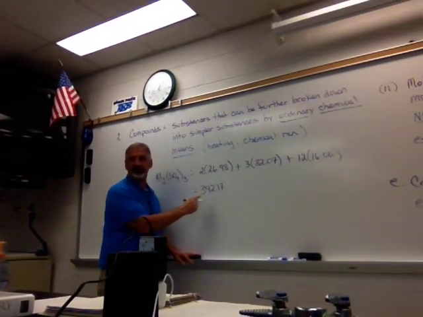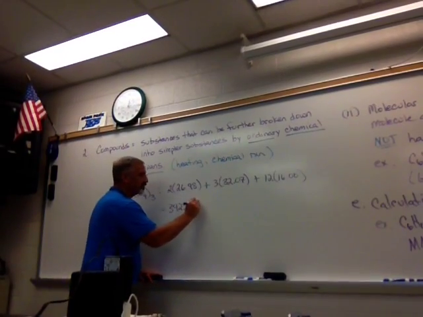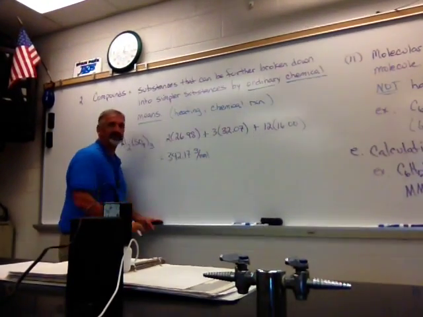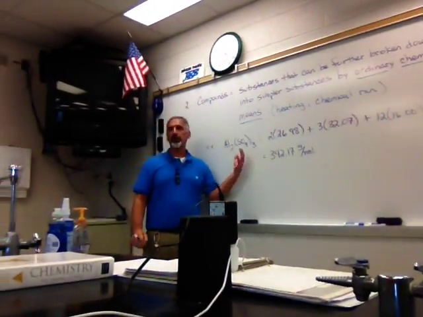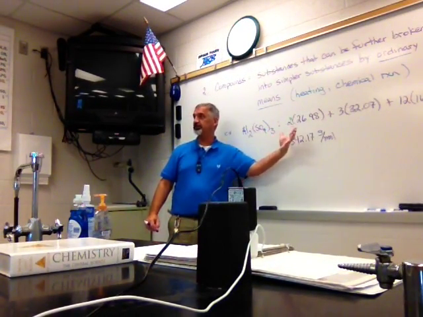342.17. Now on this one, we just know molar mass is what unit? Grams per mole. You must put the unit on the final answer. Now, most of the time when we're doing a stoichiometry problem or other problems, we're going to carry the units all the way through.